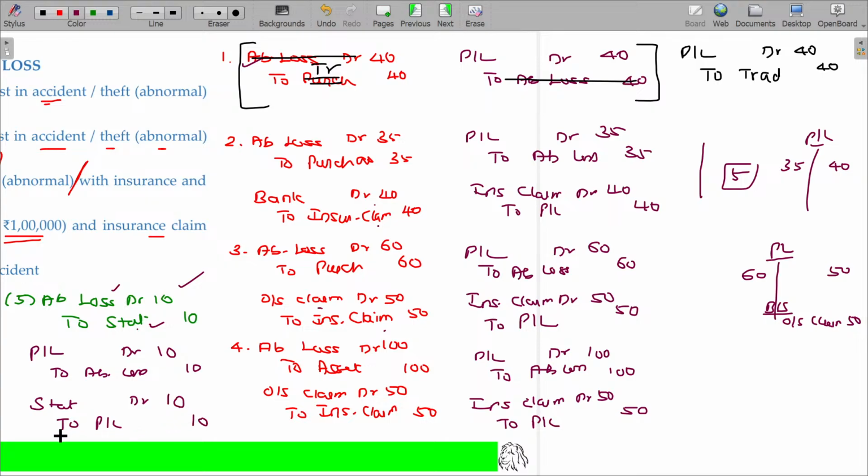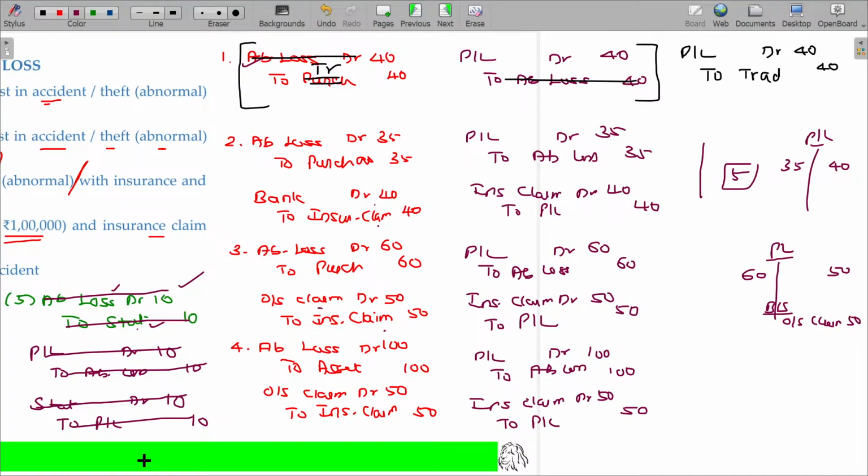If I club, what happens here? Abnormal loss debit, credit got eliminated, stationery credit, debit got eliminated, P&L account debit, credit eliminated. It means when it's all about the items in the P&L account lost abnormally, there is no journal entry. Has no journal entry. Do you understand? Ultimately, we don't have any entry. In case of stock, the journal entry is very simple: P&L account debit to trading account. In case of assets, P&L account debit to assets. These two. But in case of consumables, there is no entry, you don't need to pass any entry. You understand? A simple ultimate entry.